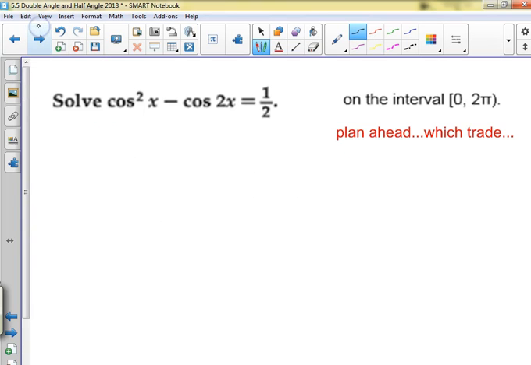All right, so let's try this one. I don't know what to do with this. Do you have this question? No? Okay, good. Just watch. I don't know what to do with that. I have to do a trade. Plan ahead. Out of my 3 choices, which one might be good if I know there's already a cosine squared in this question? Maybe 2 cosine squared minus 1?